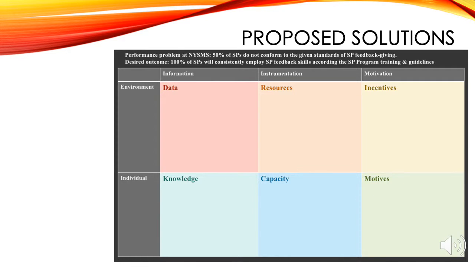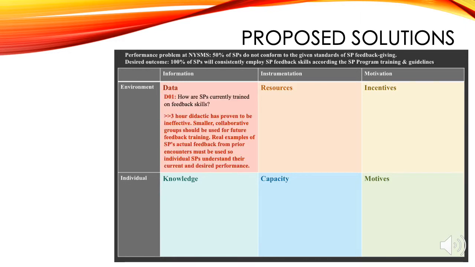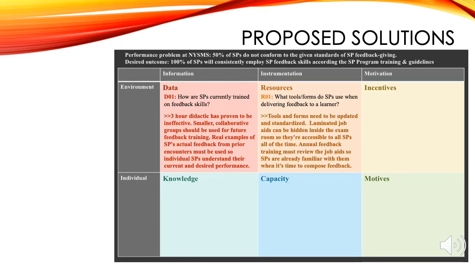Collected data is arranged in a comprehensive chart of proposed causes and proposed solutions. Let's now look at some of the proposed solutions. The 3-hour didactic has proven to be ineffective, so smaller, collaborative groups should be used for future feedback training. Real examples of SPs' actual feedback from prior encounters must be used so individual SPs understand their current and desired performance. For resources, tools and forms need to be updated and standardized.